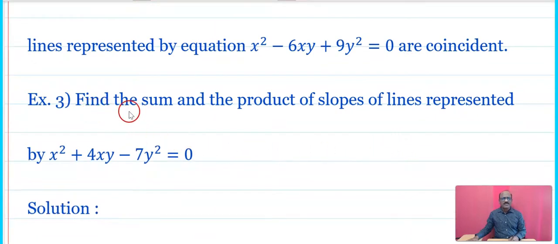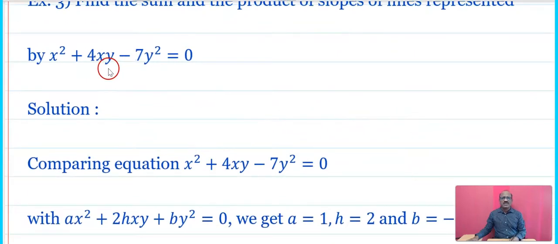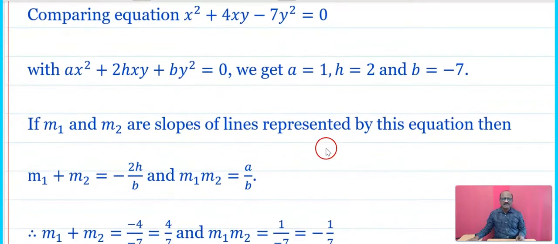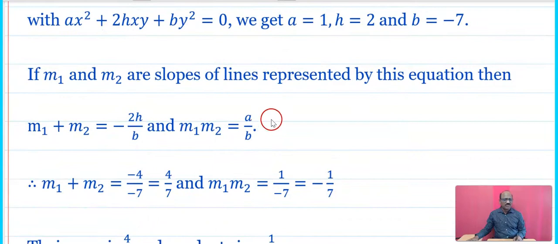Next, find the sum and the product of the slopes of the lines represented by x square plus 4xy minus 7y square is equal to 0. Now again, comparing the equation x square plus 4xy minus 7y square is equal to 0 with ax square plus 2hxy plus by square is equal to 0, here you will get a is equal to 1, h is equal to 2, b is equal to minus 7. If m1 and m2 are the slopes of the lines represented by this equation, then the sum of the slopes, m1 plus m2, is equal to minus 2h upon b, and the product of the slopes is a upon b, by the formula.